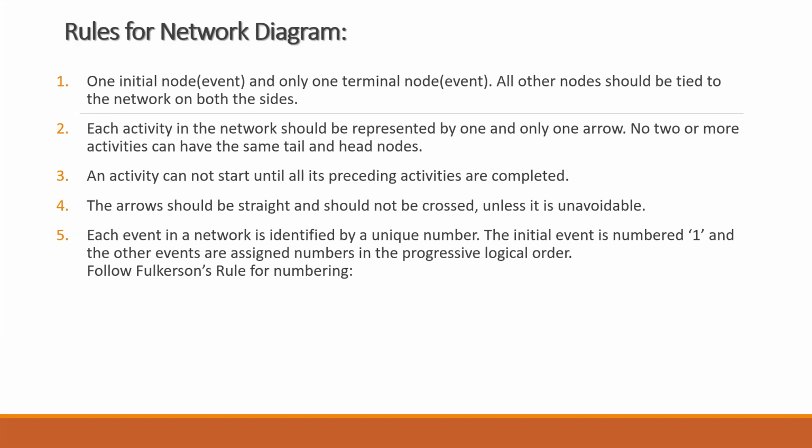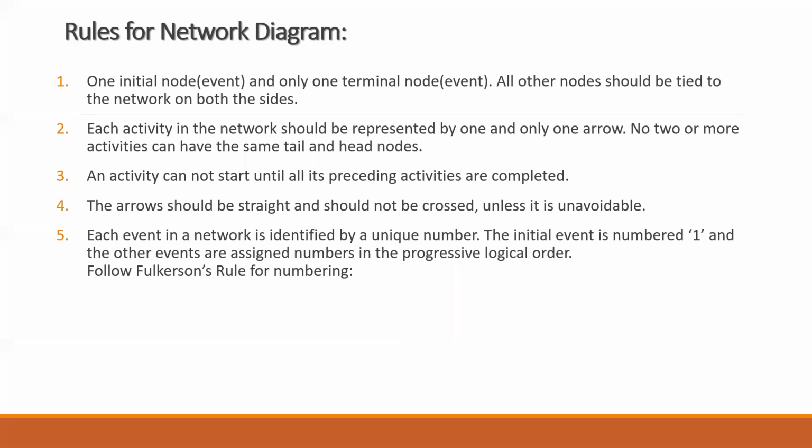The tail event is where we do not have the arrow. Where the arrow terminates is your head event. So your head event, the node where it is terminating, should have a higher number compared to the one which has the tail, or where the tail is coming out of that particular node. This is a rule.